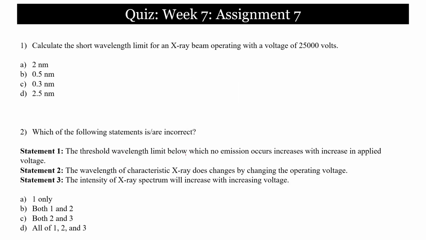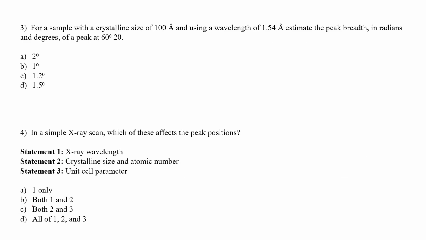Sorry. Statement 1 says that the threshold wavelength limit below which no emission occur increases with increased applied voltage. No, it decreases as we are increasing the voltage. Your lambda SWL value is getting decreased. So this statement is incorrect. And statement 2 says that the wavelength of characteristic X-ray does not change by changing operating voltage. The wavelength won't change. Your intensity will increase with increasing voltage. So this statement is correct. So the incorrect statements are statement 1 and 2 both. So option B will be the correct answer for this question.